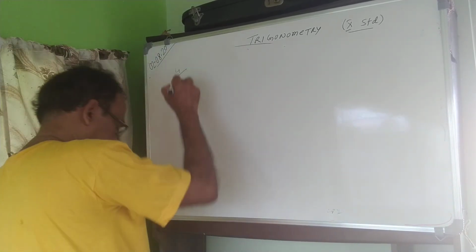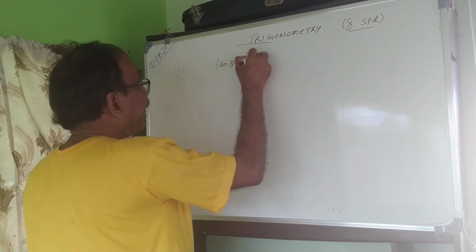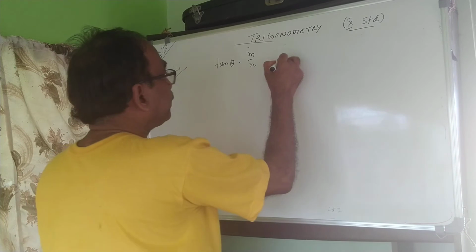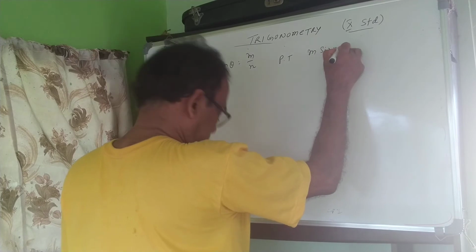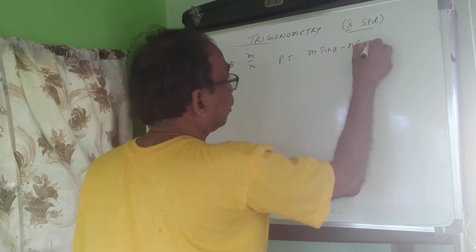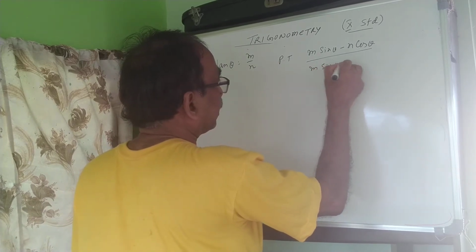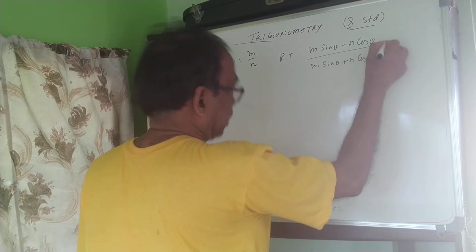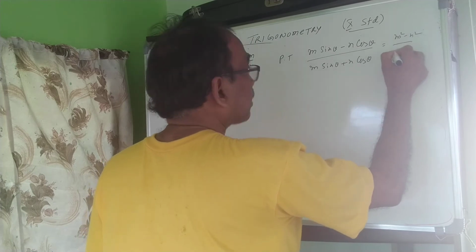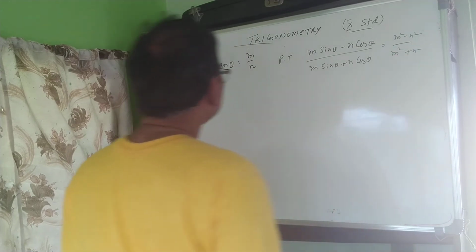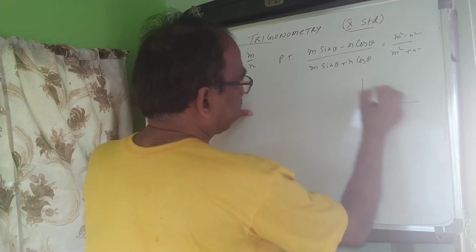Question number 4. Tan theta equals m over n. Prove that (m sin theta minus n cos theta) over (m sin theta plus n cos theta) equals (m square minus n square) over (m square plus n square). You can do, first of all, the triangular way.